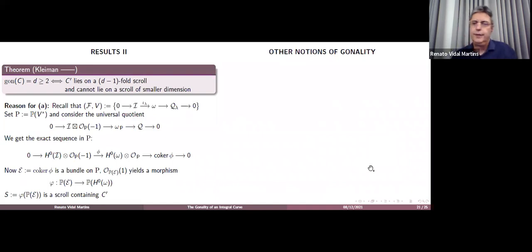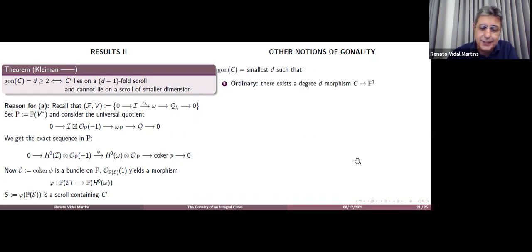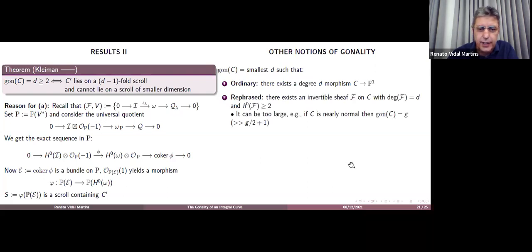Now, I'm just going to talk about other notions of gonality. Note that we have used one notion of gonality, but we could have used other ones, and I'm going to talk about how they interact with ours. So the gonality of C is the smallest D such that, well, we could have adopted something like: there is a degree D morphism C to P1. What if we keep this notion? Look at what's going to happen.